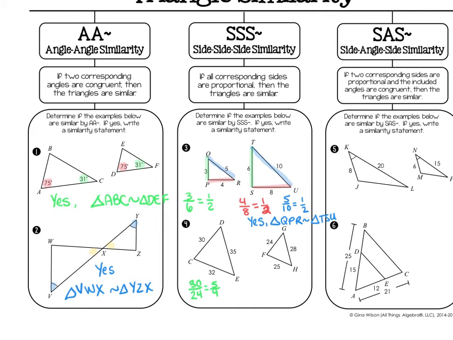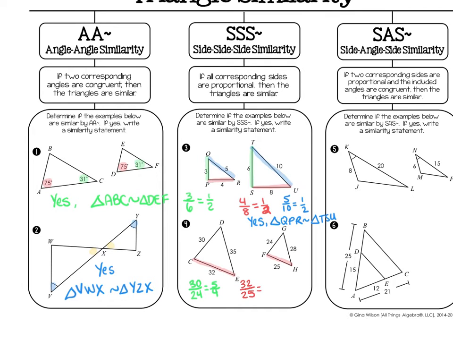Now we're going to compare the middle length side. So this one, 32, would have to be compared to 25. 32 over 25, if we were to simplify that, oh, that can't be simplified. All right, so since that can't be simplified, we know that these triangles are not similar.